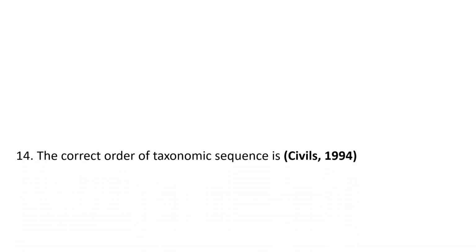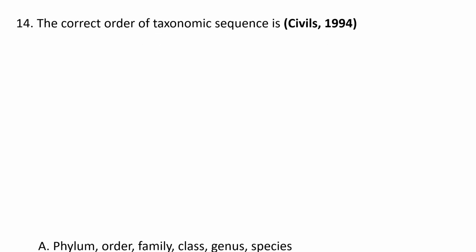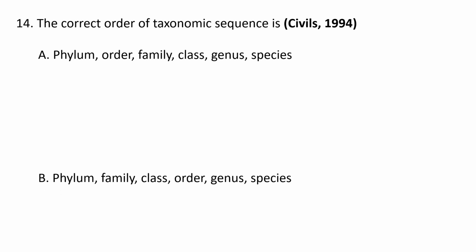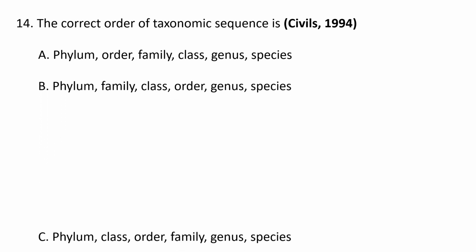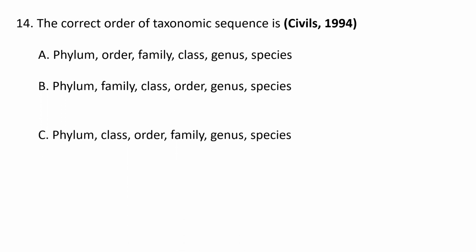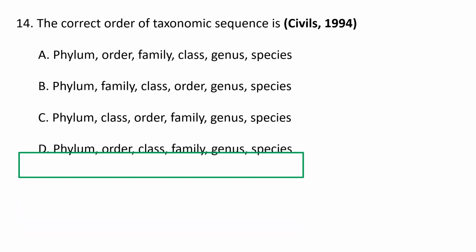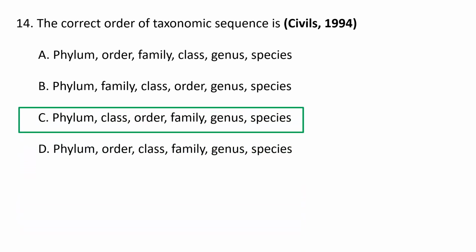Next question. The correct order of taxonomic sequence is: A. Phylum, order, family, class, genus and species. B. Phylum, family, class, order, genus, species. C. Phylum, class, order, family, genus, species. D. Phylum, order, class, family, genus and species. So the correct order is phylum, class, order, family, genus, species.